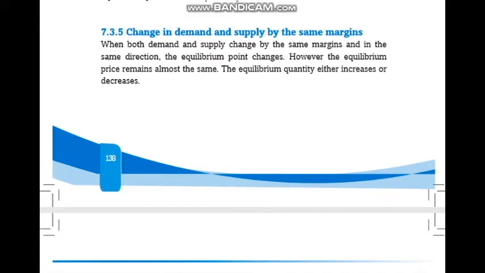When both demand and supply change by the same margins and in the same direction, the equilibrium point changes. However, the equilibrium price remains almost the same. The equilibrium quantity either increases or decreases.